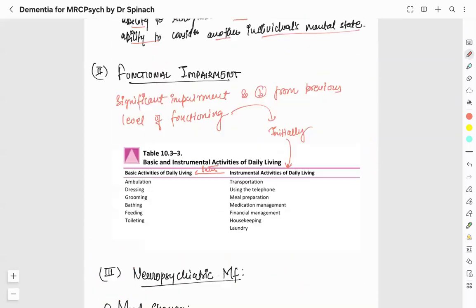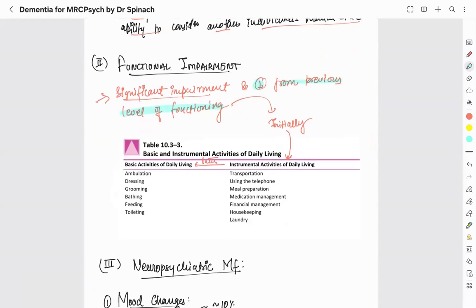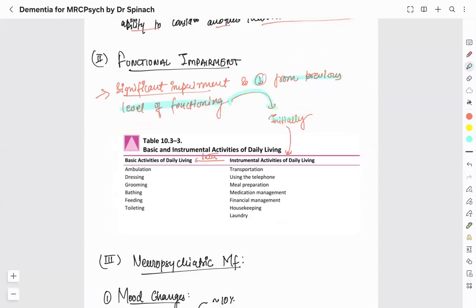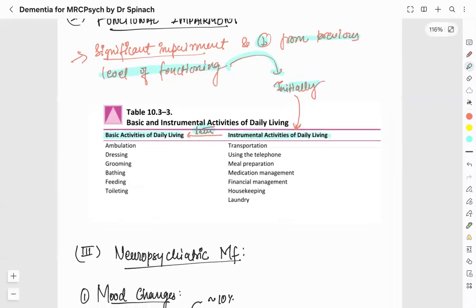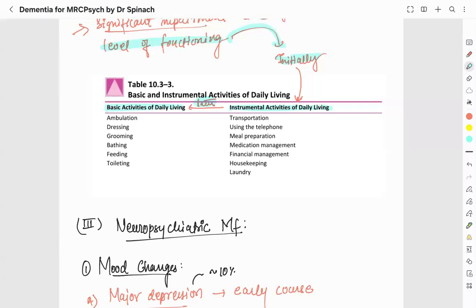Then next is functional impairment. Significant impairment is present, reduced from the previous level of functioning. Initially, the patient would have problems in instrumental activities of daily living. Later, they will progress to basic activities of daily living. What are the instrumental activities of daily living? Over here: transportation, using the telephone, meal preparation, medication. And then very basic things like moving on their own, dressing, grooming, bathing, feeding, toileting. This is under the basics.